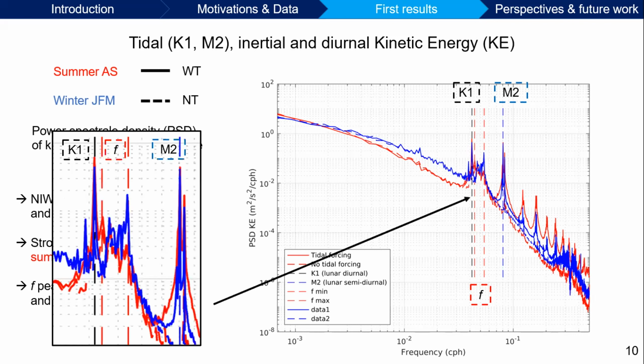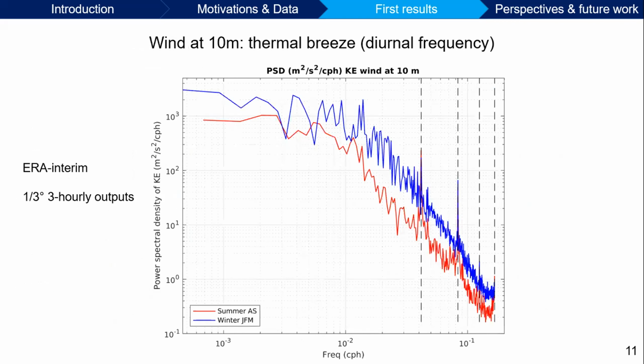Also, if we zoom on the inertial peaks, you can see that we have different shapes of the inertial peak in the inertial band of the domain. So we have here information about the distribution of the inertial energy in the domain. It's not clearly visible here, but we also have energy in the diurnal frequency band in the no tide simulation, because if we look at the power spectral density of kinetic energy of the wind at 10 meters, you can see that we have an intense thermal breeze that will create a diurnal motion in the ocean, even in the no tide simulation.